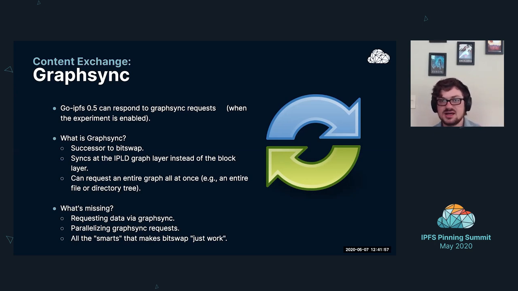Unfortunately, we haven't completed it. We have a side of graph sync that just pulls all the data in and spits the data out, but we have not completed the rest of the smarts around graph sync, so it can actually pick which peers it wants to download from, split requests across peers, resume requests, all that kind of stuff.